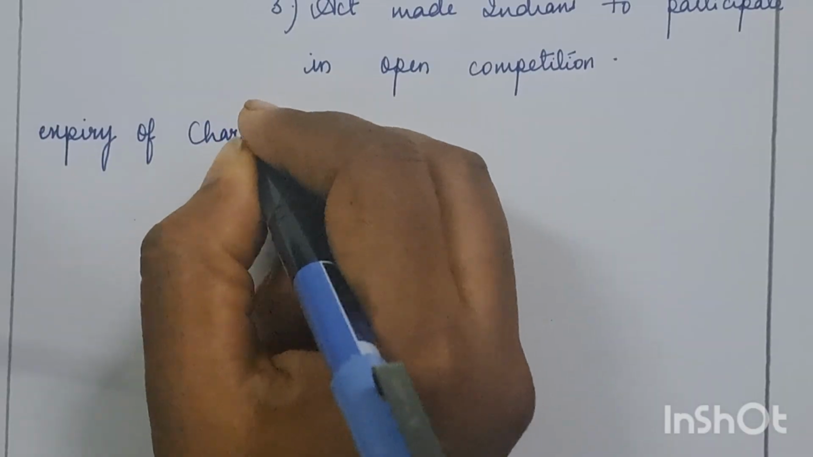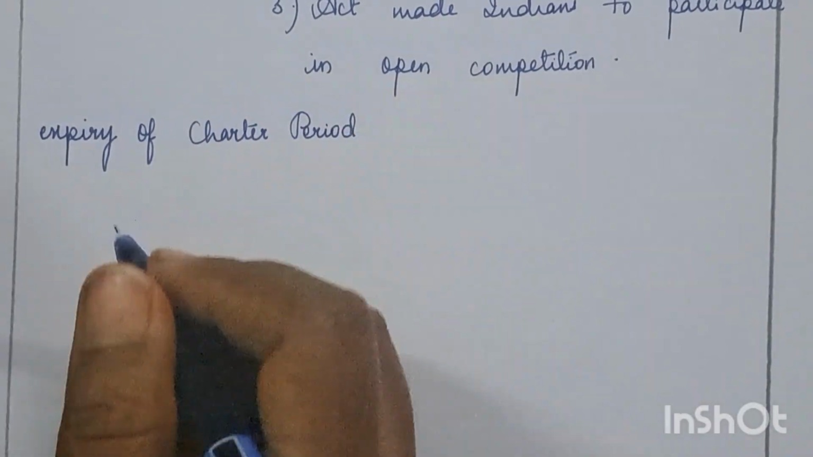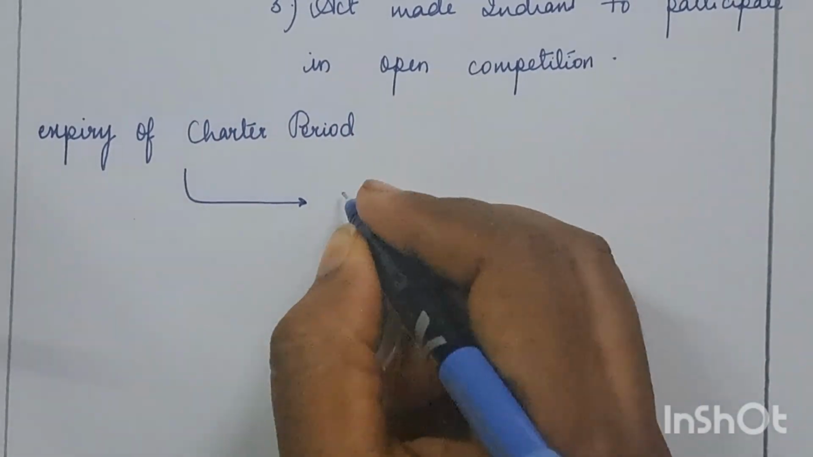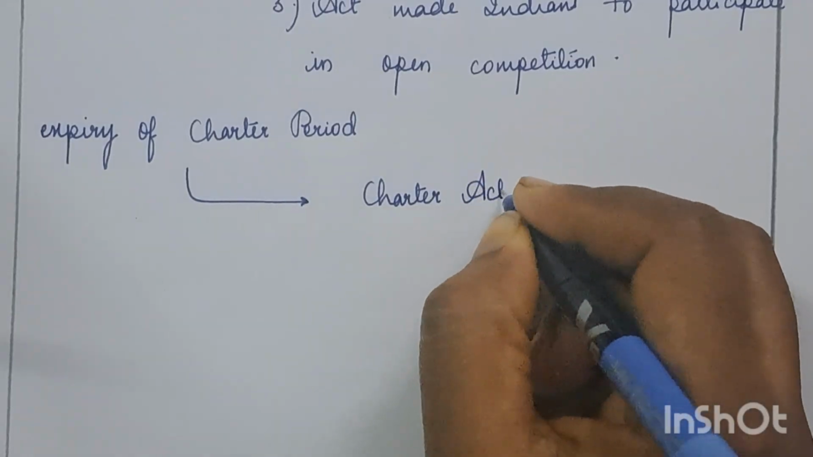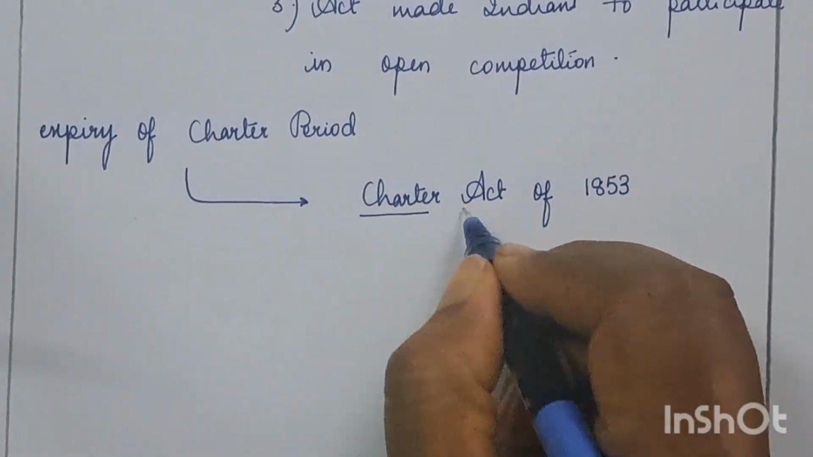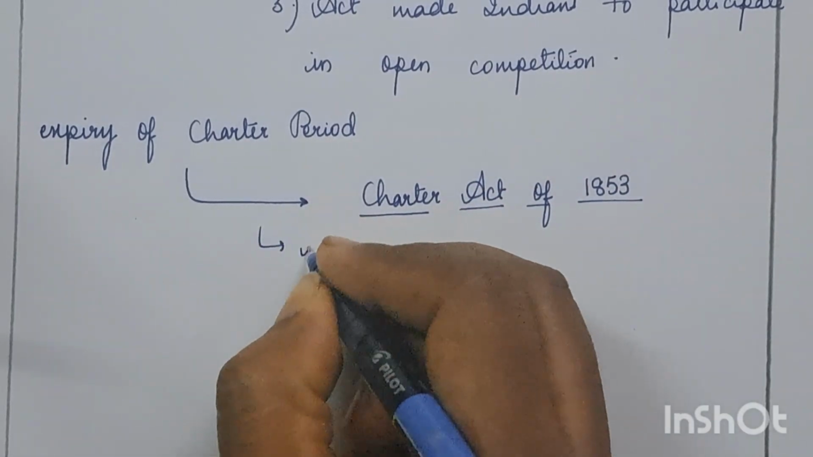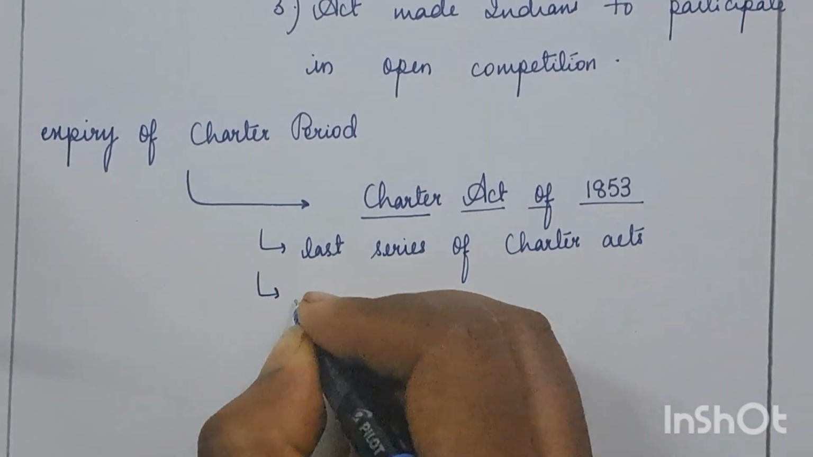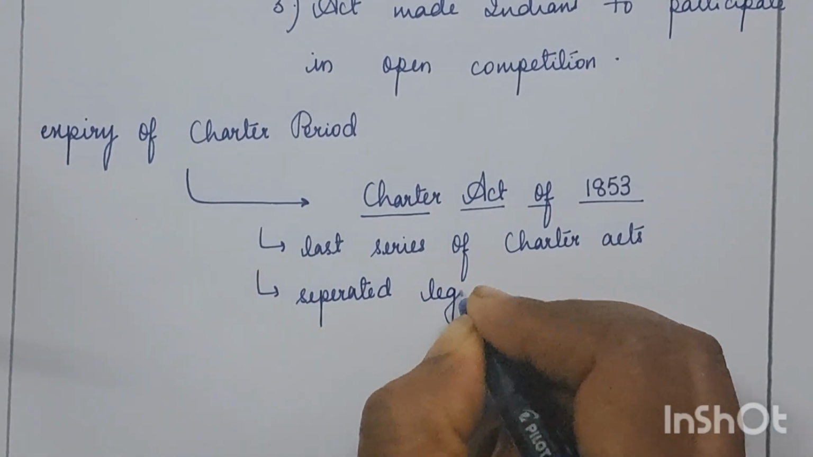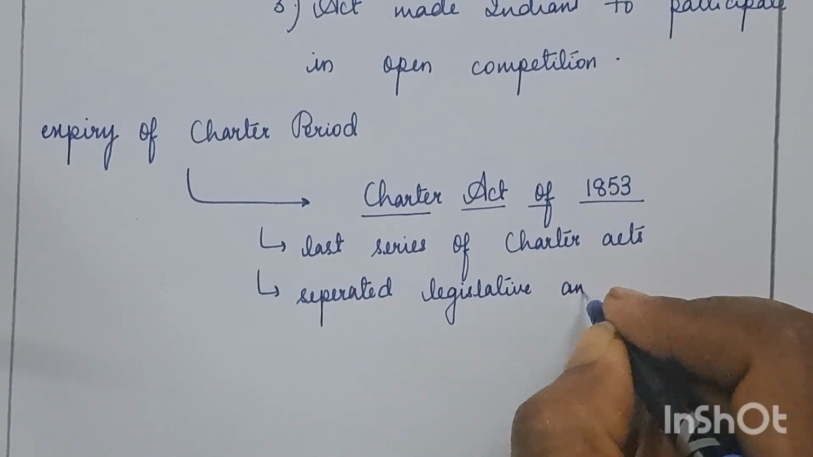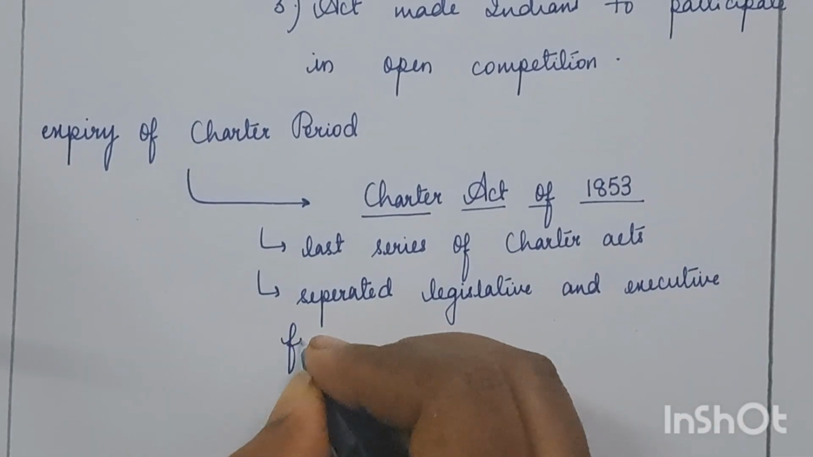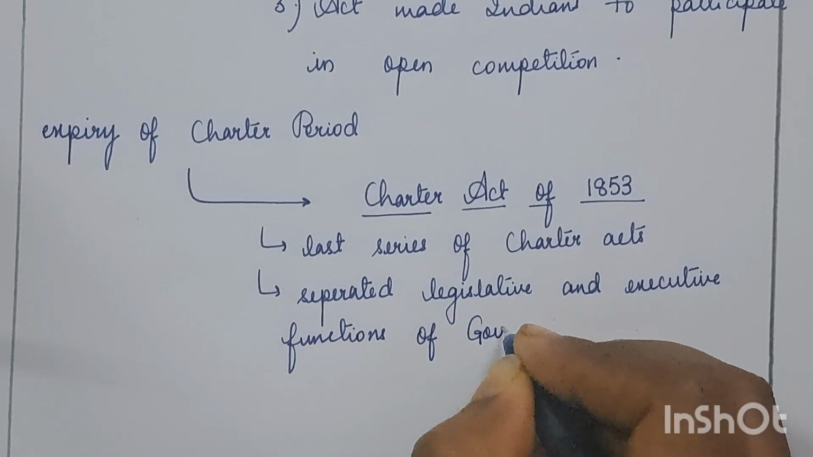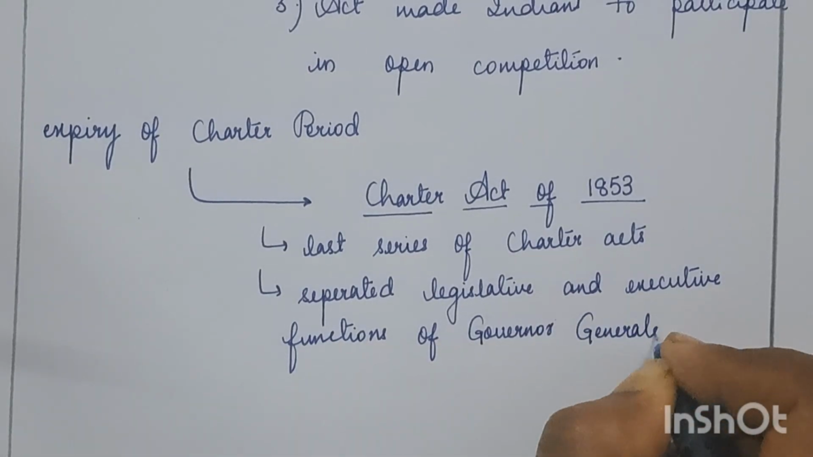With the expiry of the Charter period, the Charter Act of 1853 was passed for the renewal of the Charter for another 20 years. This was the last series of Charter Acts, and it separated the legislative and executive functions of the Governor General's Council. For legislations, Governor General Legislative Council was established with 6 new legislative councillors.